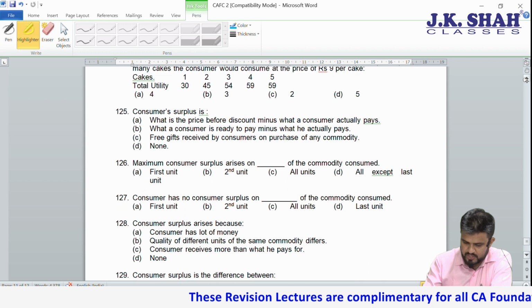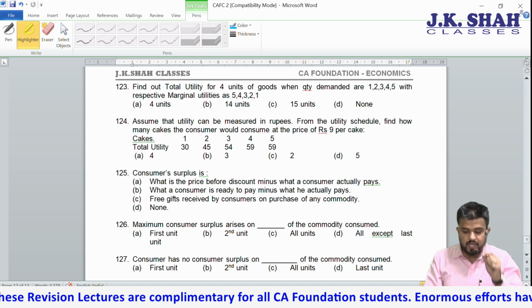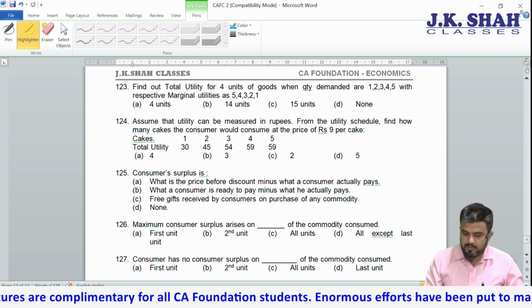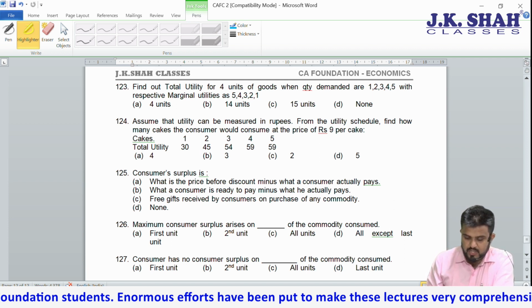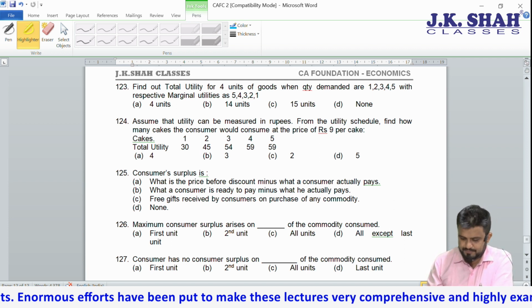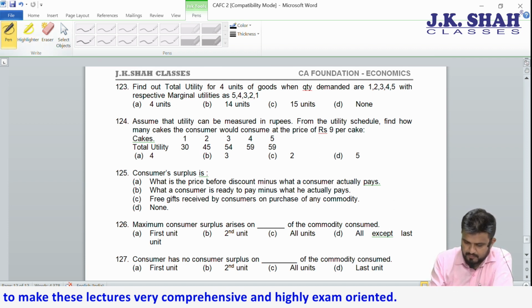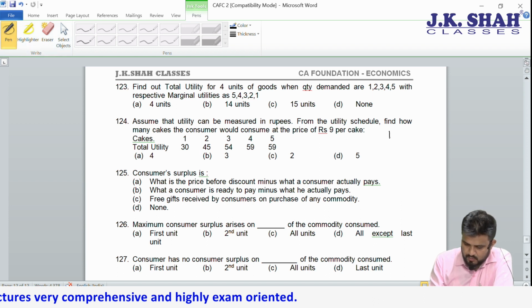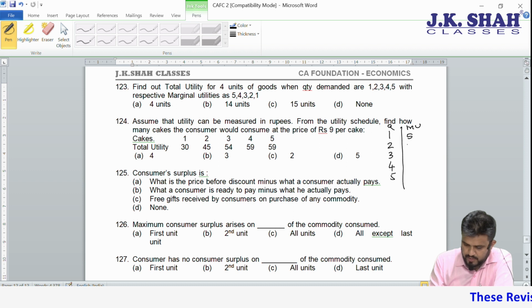Now moving to the next. Find out total utility for 4 units of the goods when quantity demand are 1, 2, 3, 4, 5 with respective marginal utilities as 5, 4, 3, 2, 1. Very simple. So how it is done? Pay attention. I will take 1, 2, 3, 4, 5. This is your quantity. Then I will take marginal utility as 5, 4, 3, 2, 1.